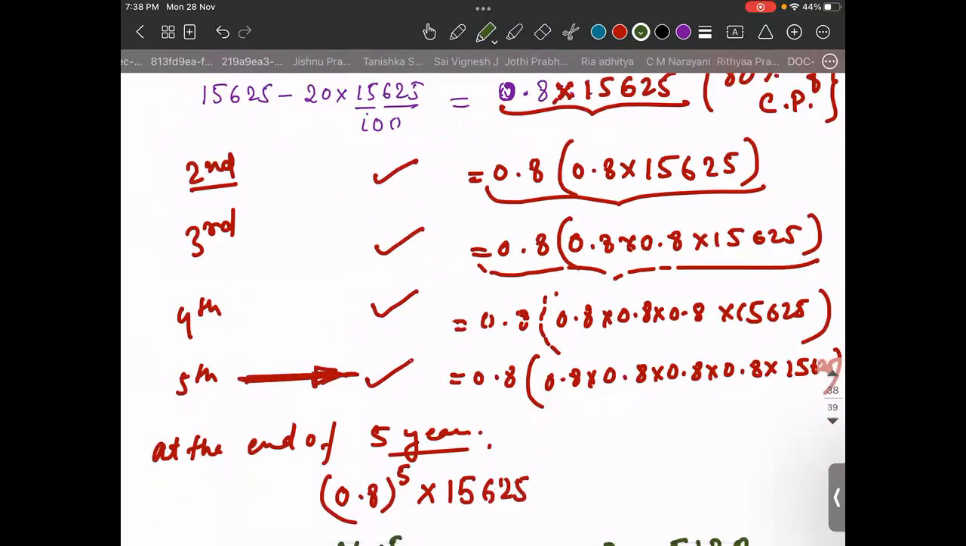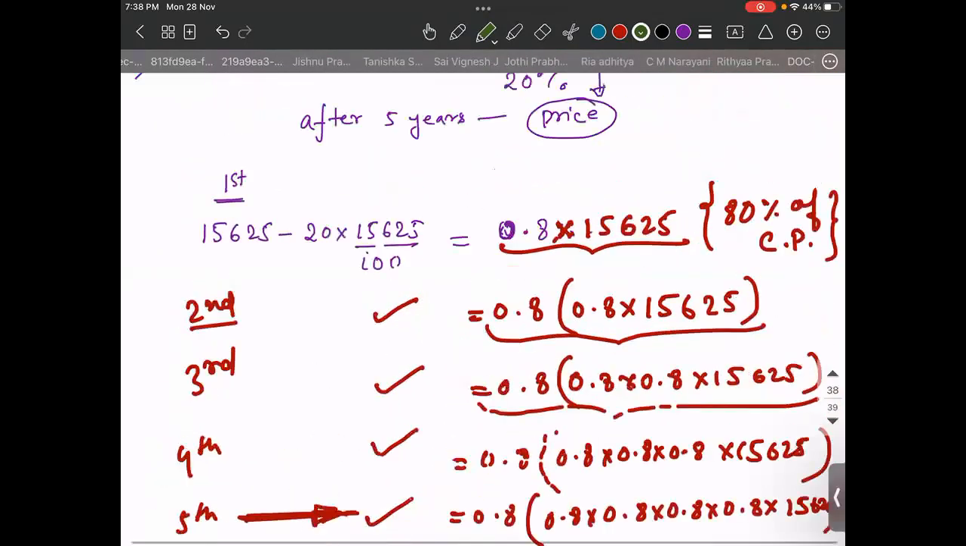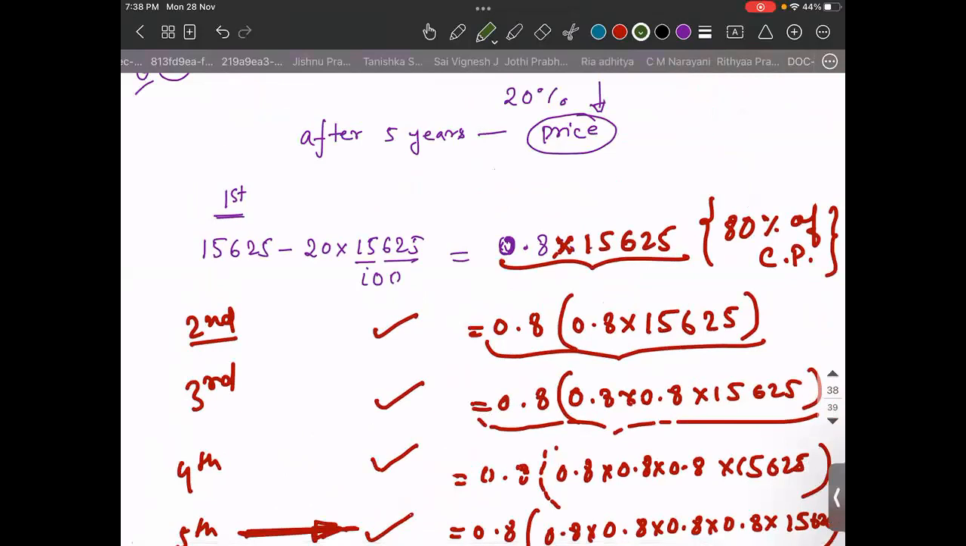First, read the questions properly. Everything is there in the question itself. See, right now you don't have to find the sum in every year. You don't have to sum it up. It's just asking at the end of 5th year what will be the price.